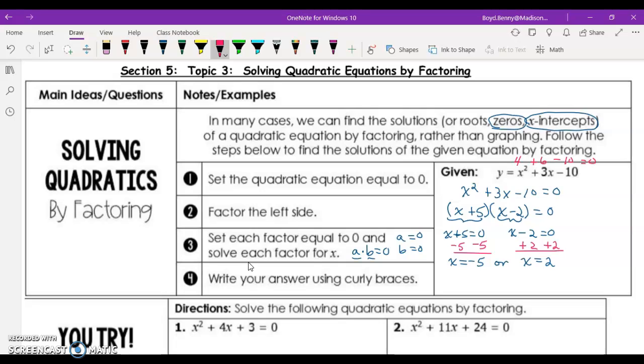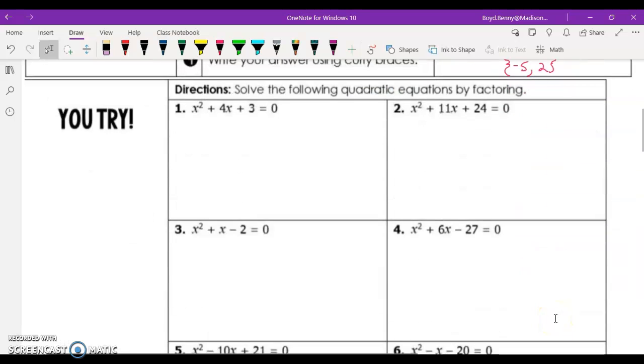Now we want to write those in set notation. And we use a comma between them to show that this represents the word or. So this would read, the set negative 5 or 2 is a solution to this equation. All right, let's move on to a couple more examples here.